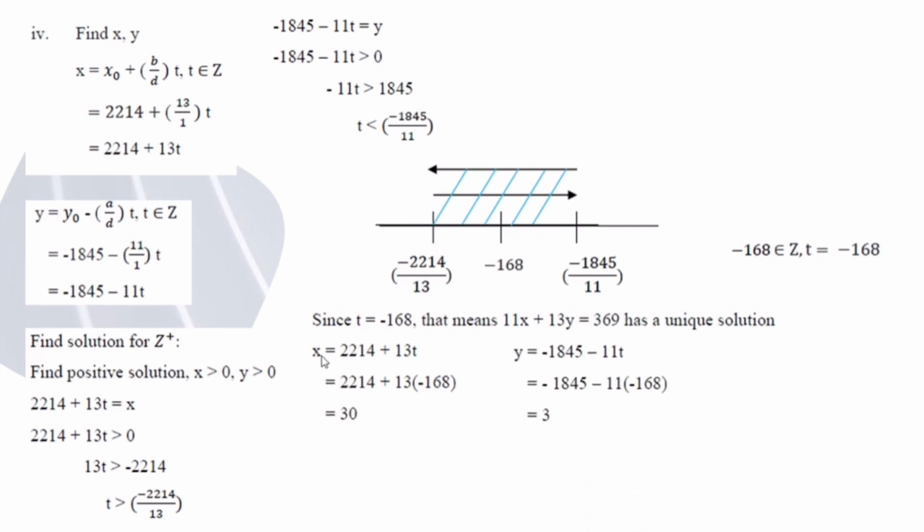For the value of y, we have to substitute the same thing here. Here, we will get negative 1,845 minus 11 times t. T here, as I mentioned, we substitute with the value of negative 168. So we will get 3 as the final answer. So 3 is the value of y. Therefore, the solution x is equals to 30 and y is equals to 3 is corresponding to the value of t, which is negative 168.